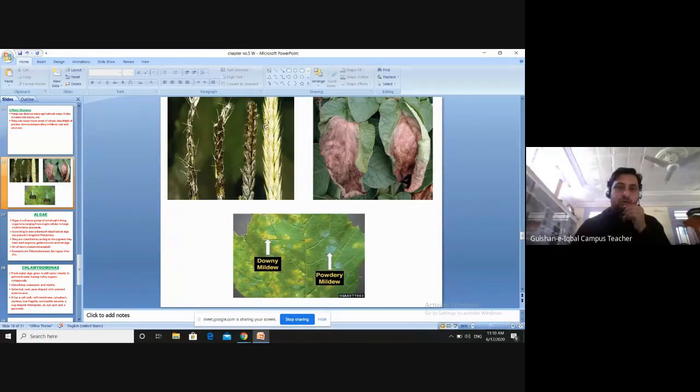A little bit of powdery mildew and loose smut is present over here, but here you can see that the crops are completely damaged by the loose smut of wheat. So these are the different kinds of diseases which can be seen in plants and human beings from fungus. Okay, coming back to the screen now.